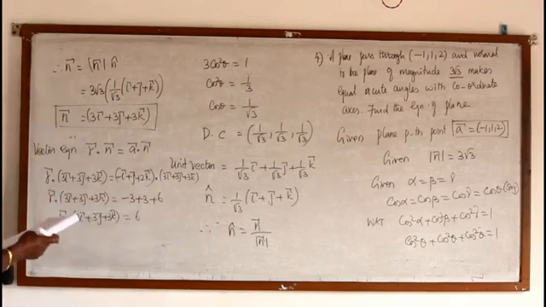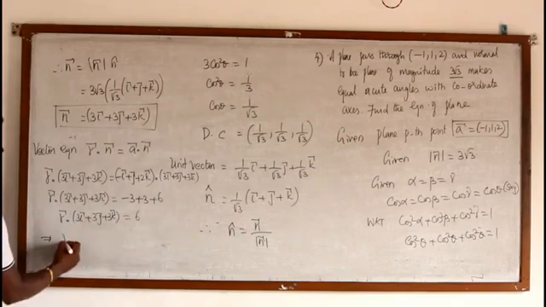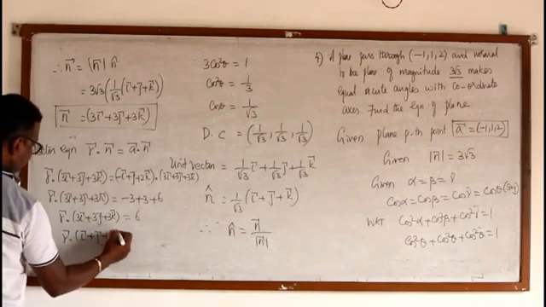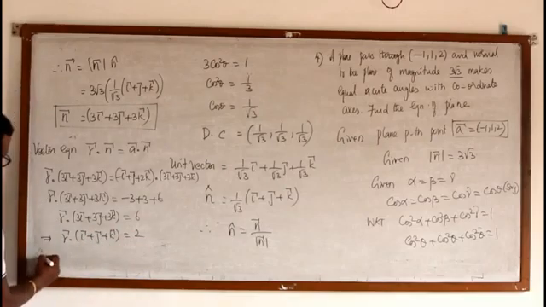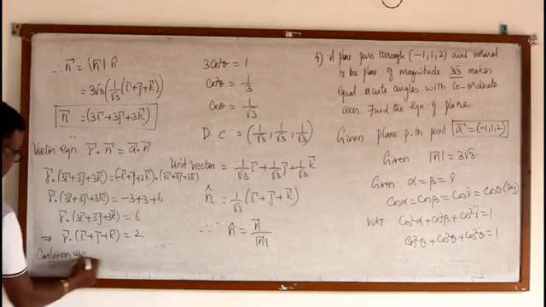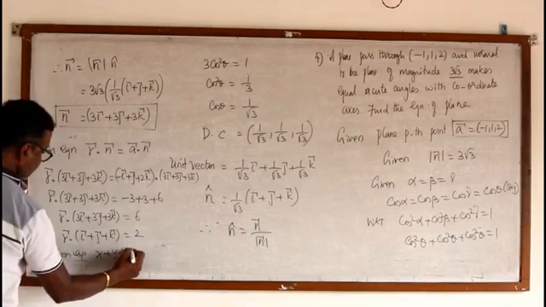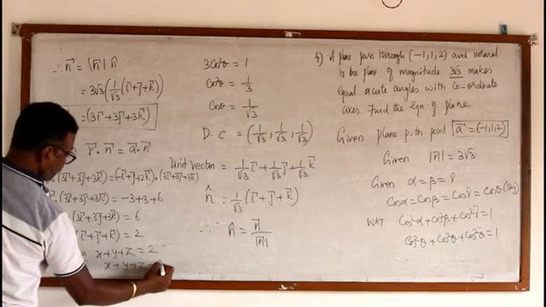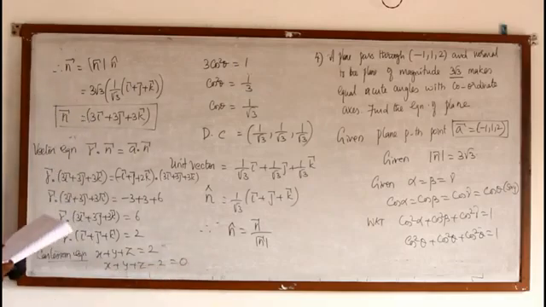If I divide by 3, then r dot i plus j plus k equal to 2. So the Cartesian equation straightly is x plus y plus z equal to 2, or x plus y plus z minus 2 equal to 0. This is the Cartesian equation.